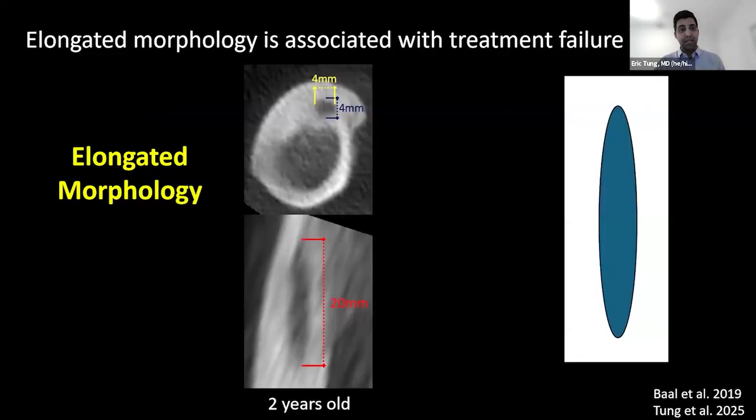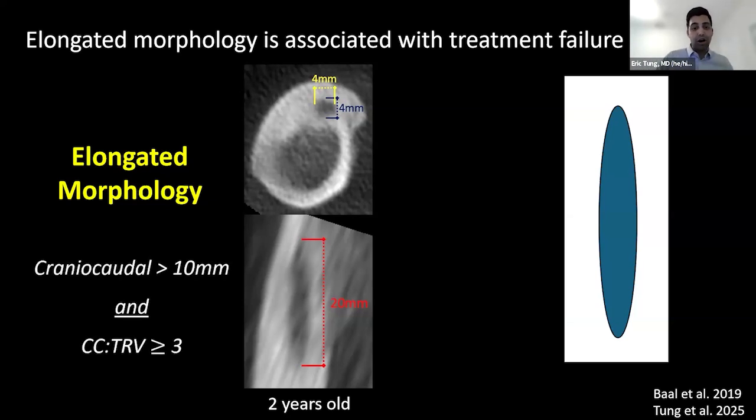All of these were osteoid osteomas. Some of the research that I did was to look at these cases of elongated morphology osteoid osteomas and to understand, since from our experience we had found that they were harder to treat, whether this was actually true. We used a definition where craniocaudal length would be greater than 10 millimeters, because that's larger than your typical ablation probe, and where the ratio of the craniocaudal dimension to the shortest transverse dimension was greater than 3, also known as an eccentricity index.